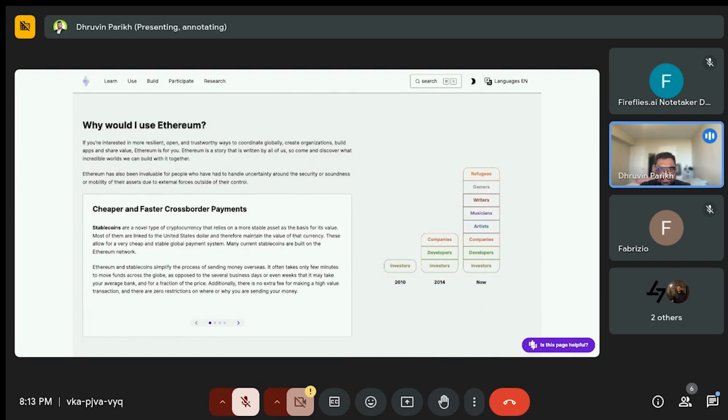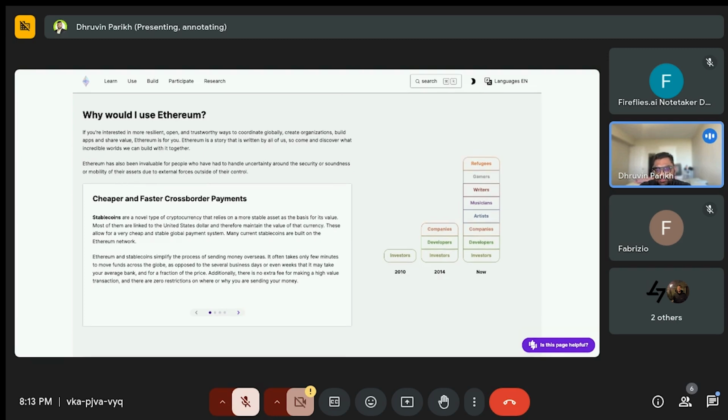There are a lot of advantages of why you would use Ethereum. It's cheaper, faster, and good for cross-border payments. If you want to pay an employee who is far away in some country, where the time zone difference itself is large, then blockchains come to the rescue. They are generally cheaper and more efficient than their counterparts in traditional banking.